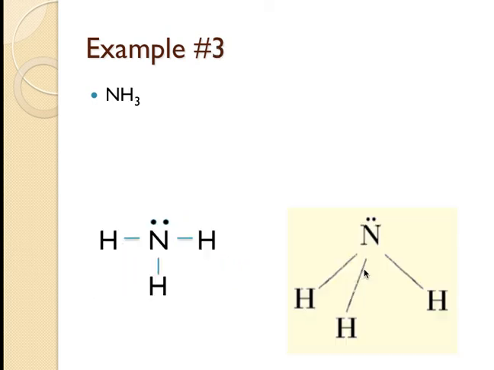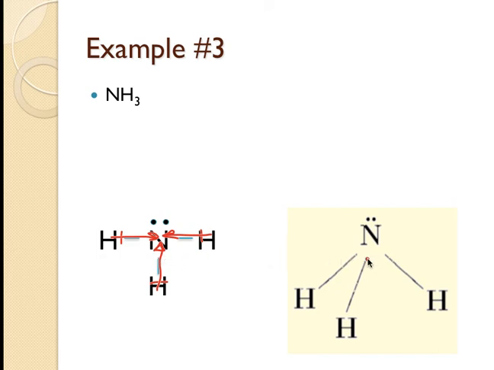Okay. NH3, ammonia. In this case, the hydrogens are going to be partially positive with these polar bonds. They're polar because they're not the same atom. They're all drawing that unequal sharing to the nitrogen.